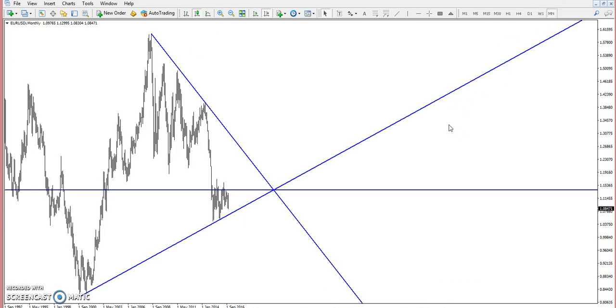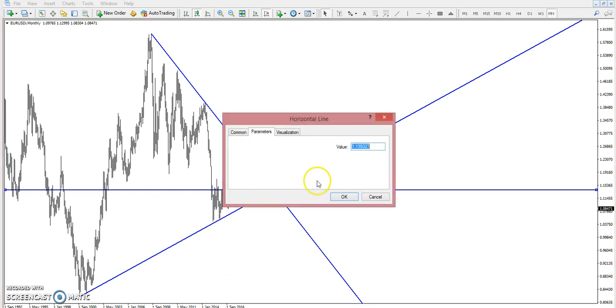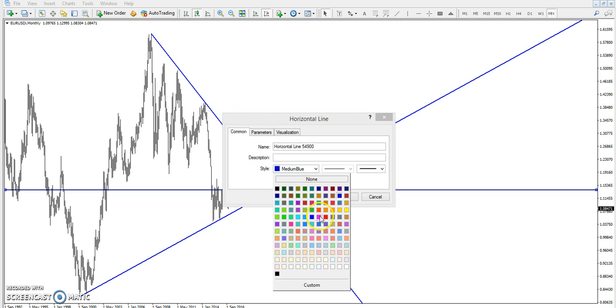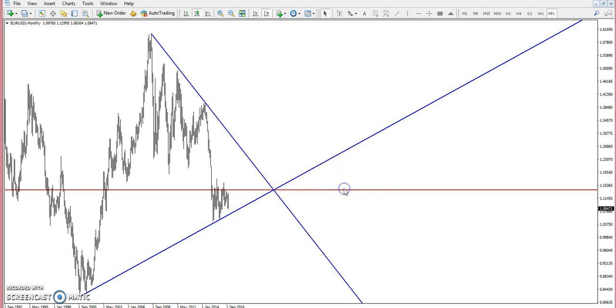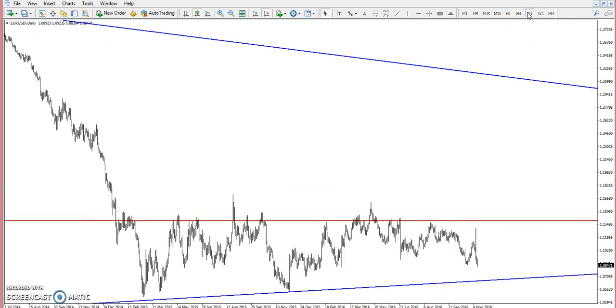I'm going to change this color so it's not so confusing. This is going to be your medium line. Now I was at the daily, I think it was. Look how much that's just bouncing and bouncing.